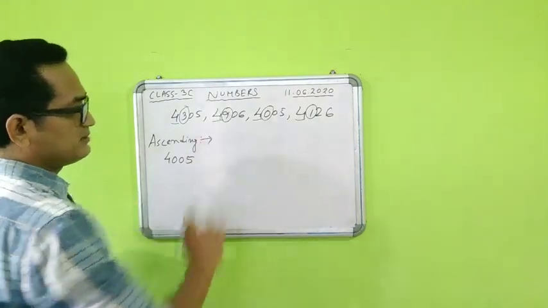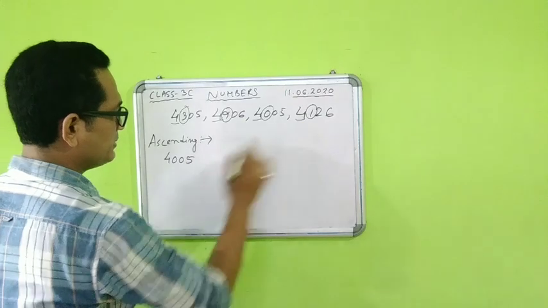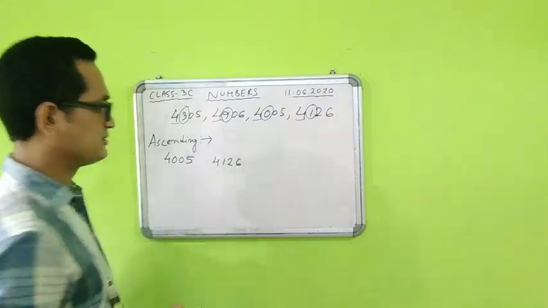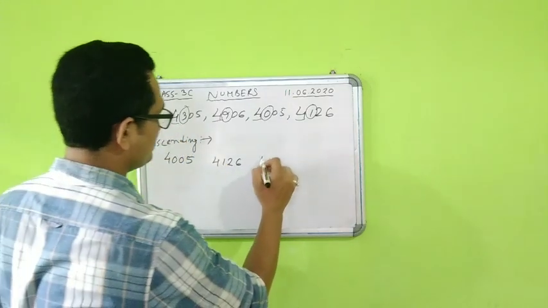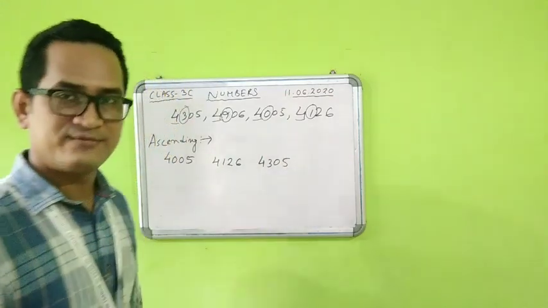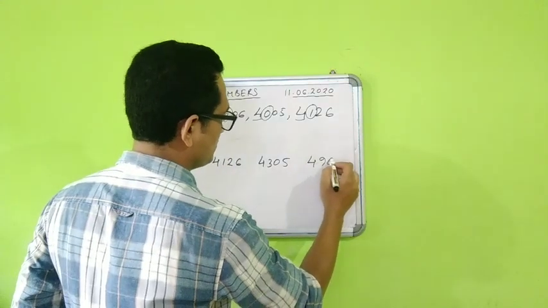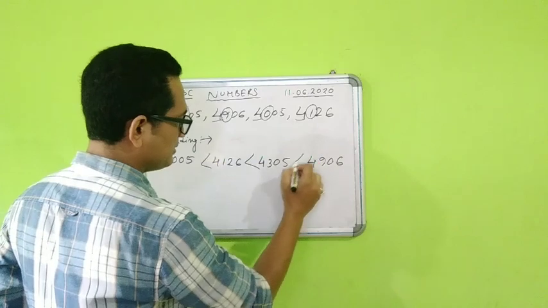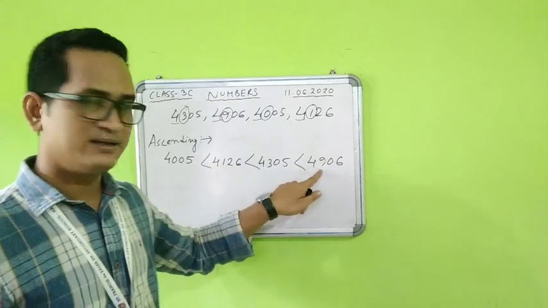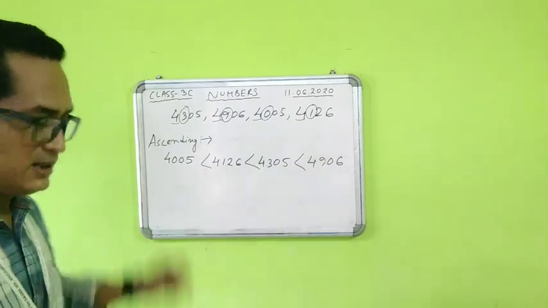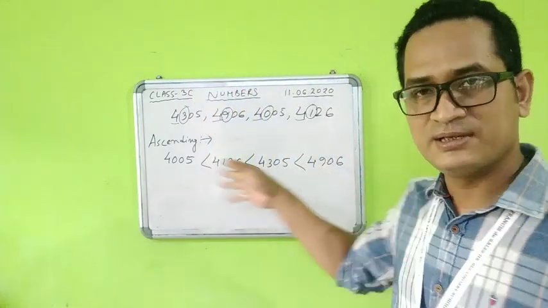After that, if we see which is the next one, after 0 the greater one is 1. So this will come in the second place, 4126. After that 1, what is the next? That is 3. So we write 4305. And finally, the 9 is there, which is the greatest one, so this will be at last. So now students, I have to put the symbol like this. This is smaller than this, smaller than this, and smaller than this. So this becomes the greatest one and this becomes the smallest one. You have seen the order smallest to largest, so this is the ascending order.